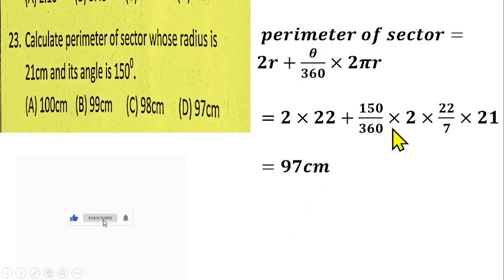If you simplify further with your calculator, you have 97 centimeters, which is option D. So I think the answer should be 98, not 97, because of this one that is missing here. If you simplify that, you are supposed to get something like 99. So simplify that and you will get the correct answer here. But for this one, it's option D. So this should be 21. So try that and see.